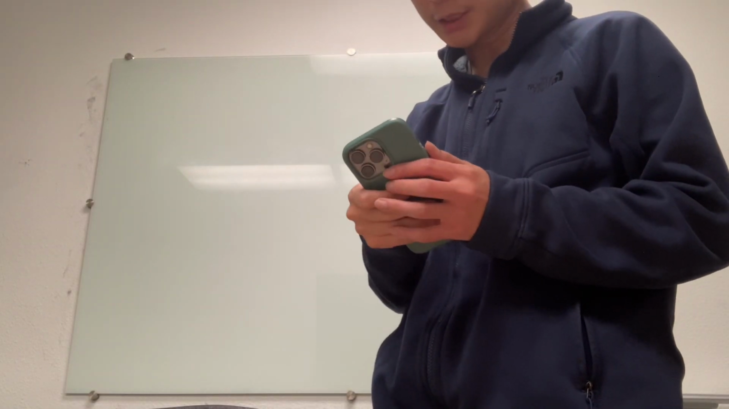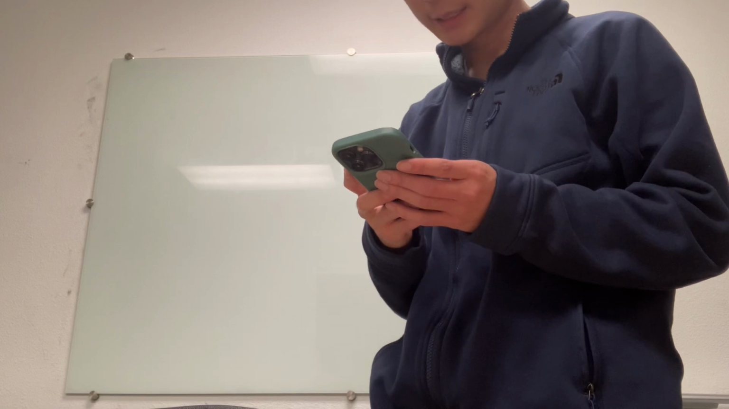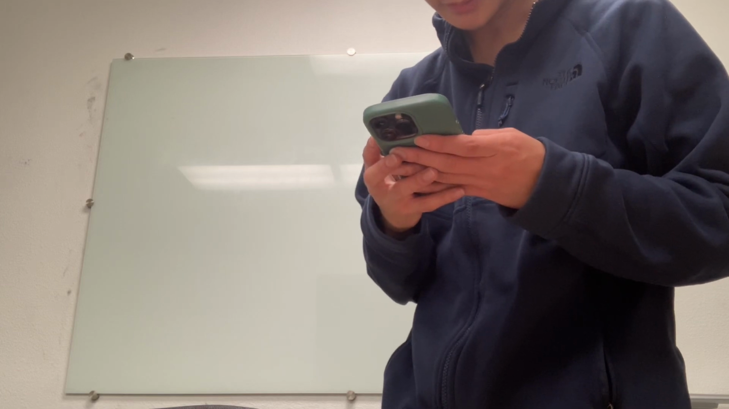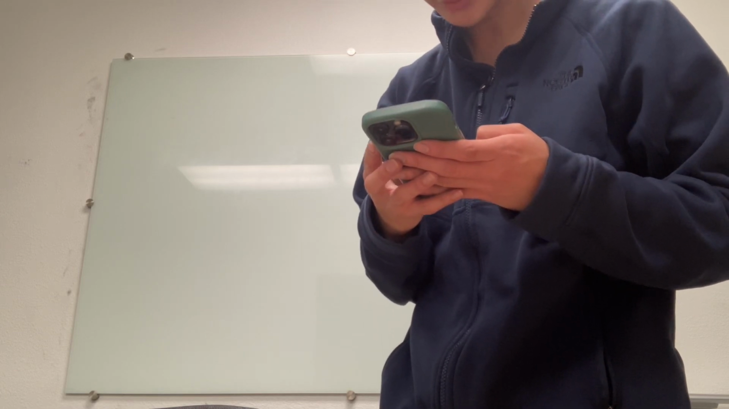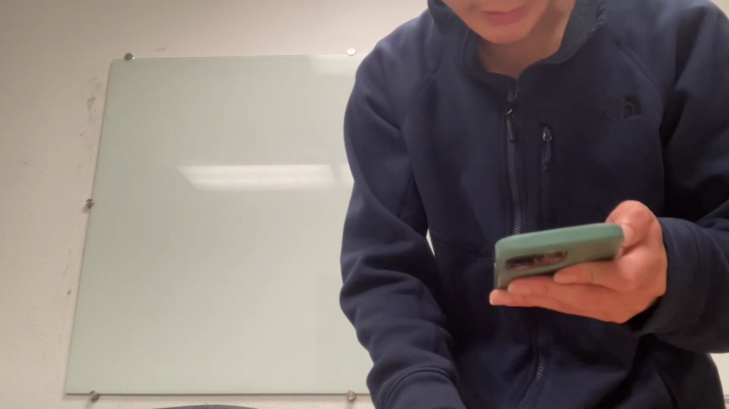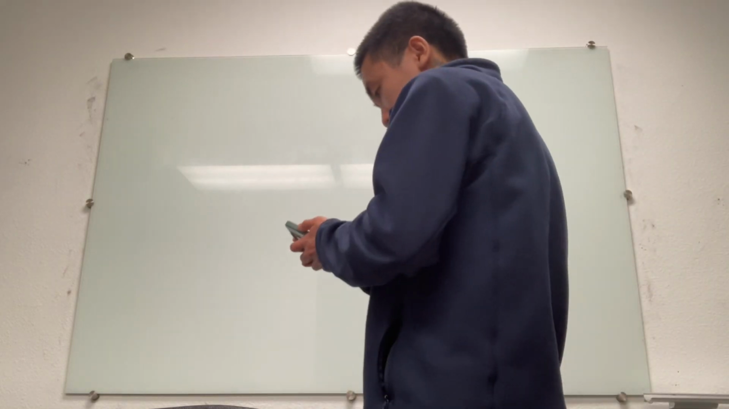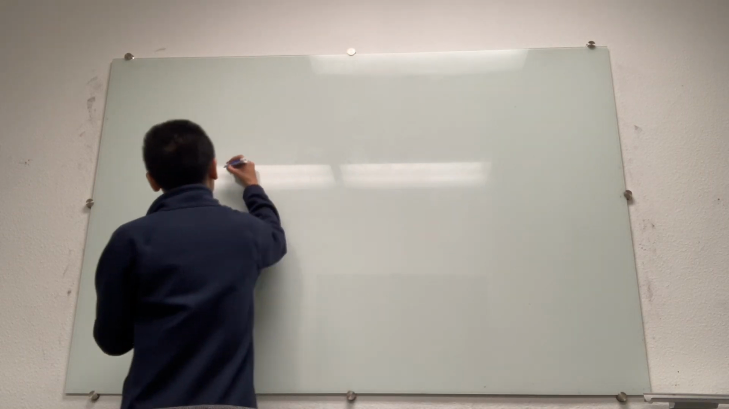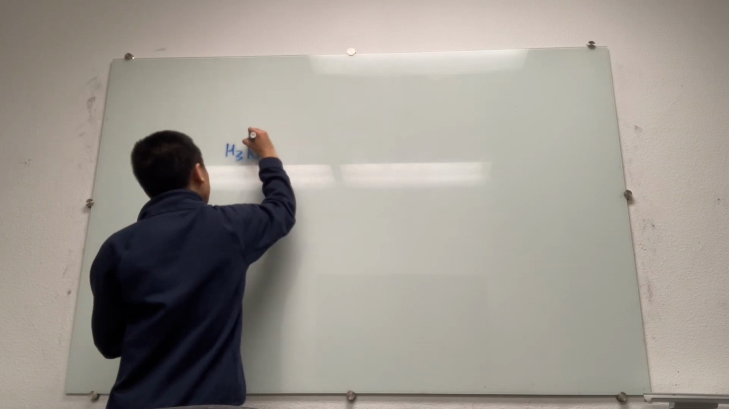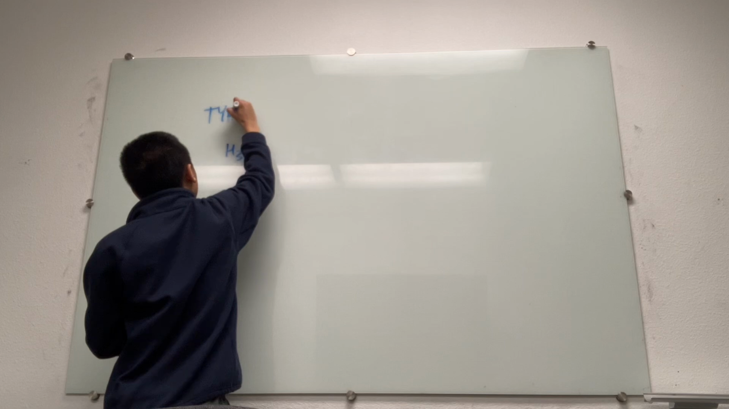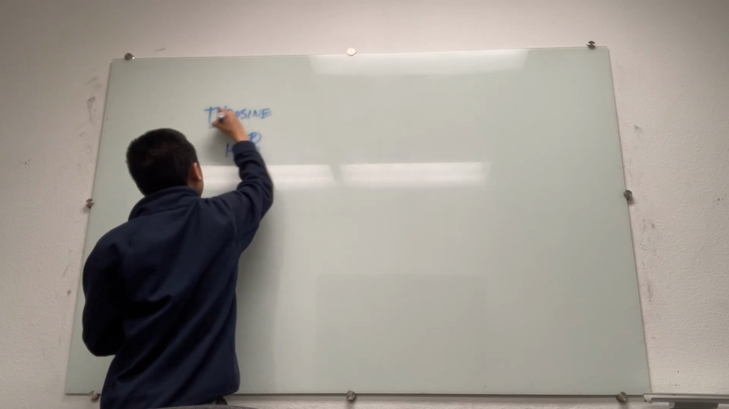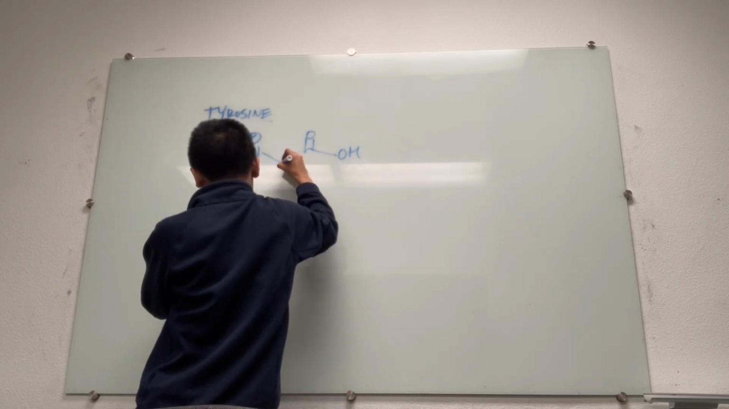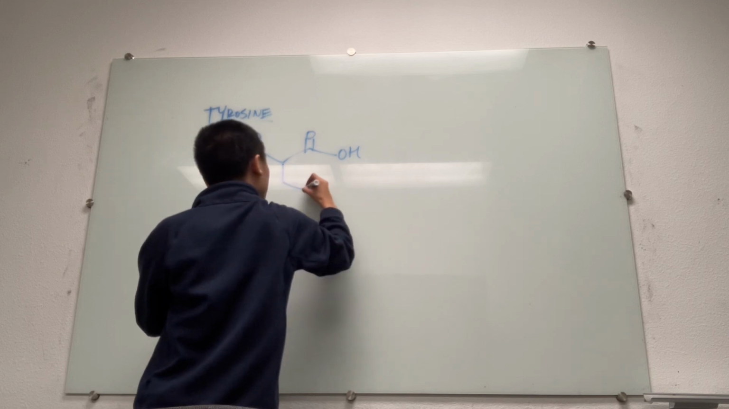So this one, we have to actually know the pKa of tyrosine, the R group, and like the other groups, the amino group and the carboxyl group. Tyrosine pKa values. Okay. So I'm going to draw out tyrosine. Its R group is going to be CH2 phenol.